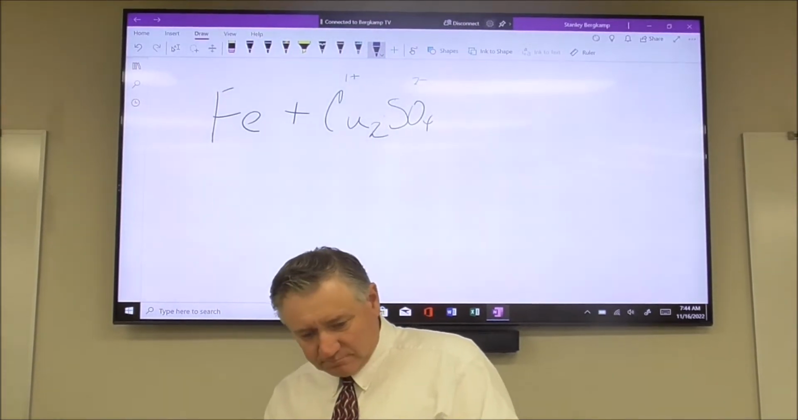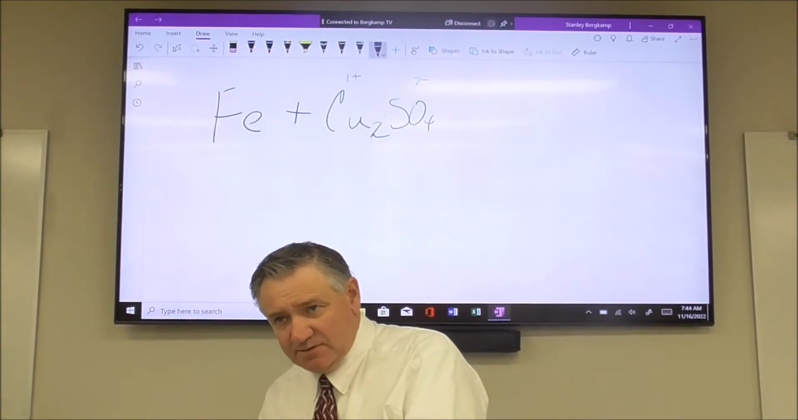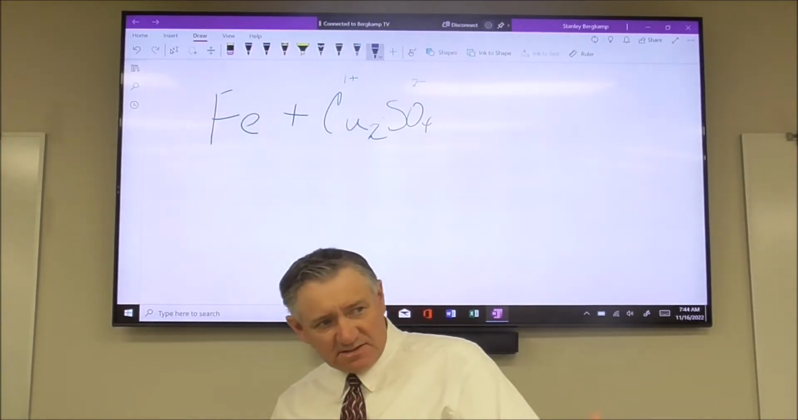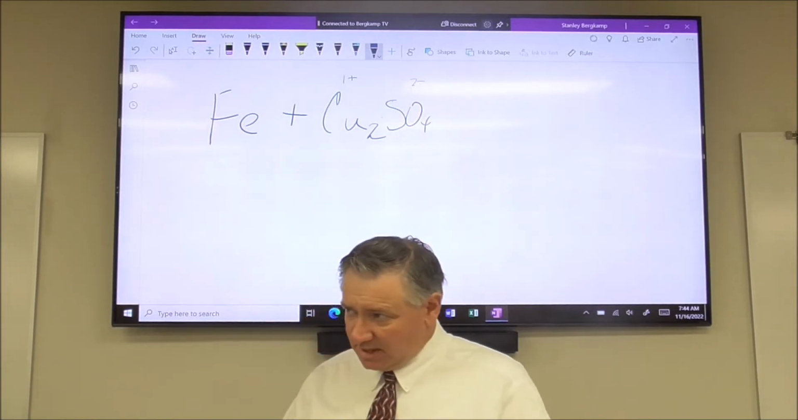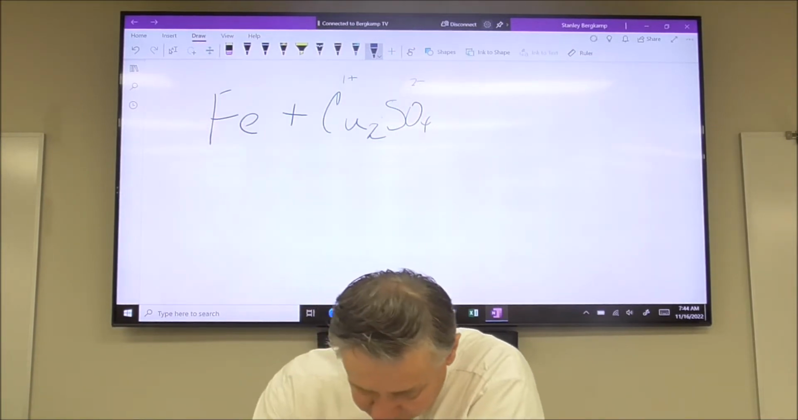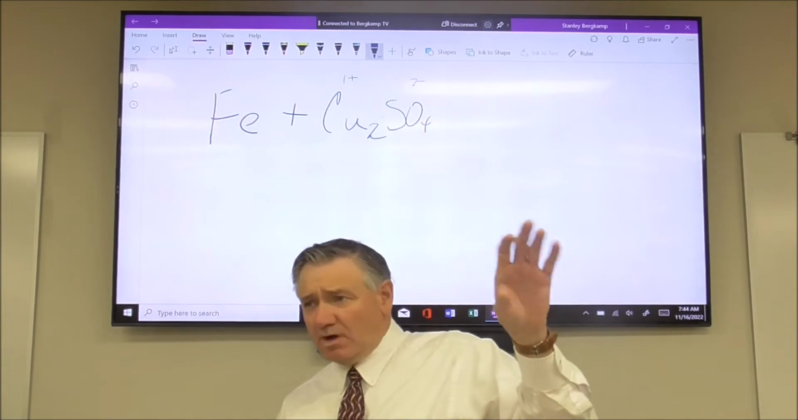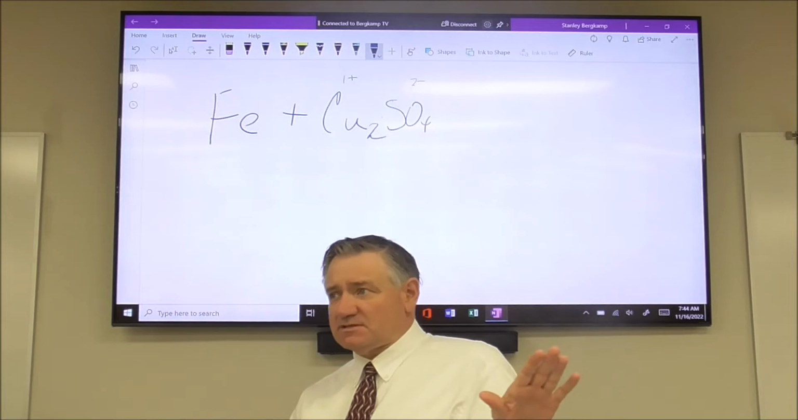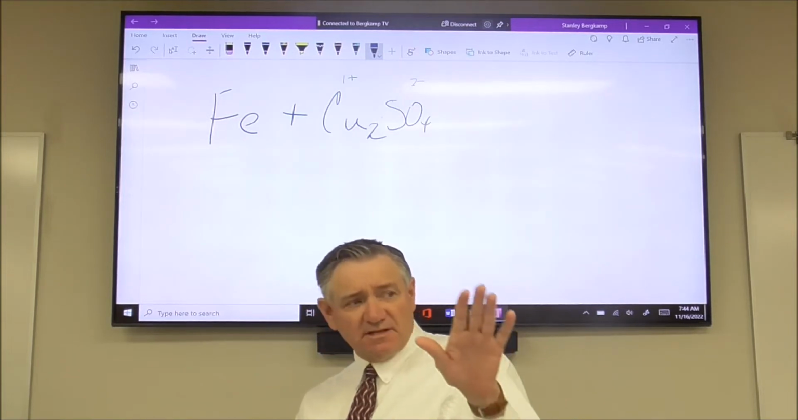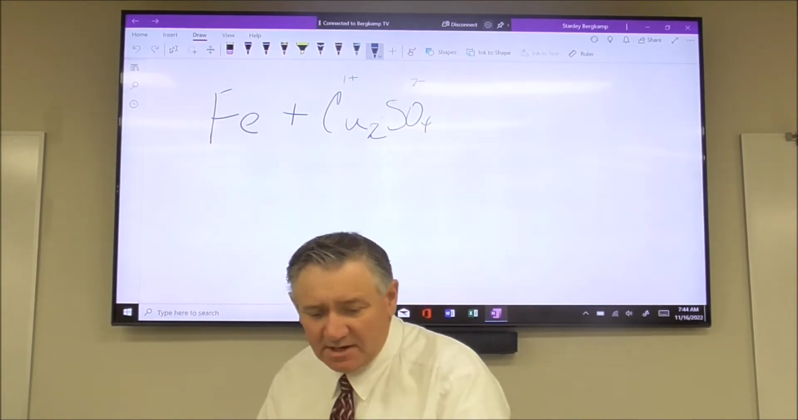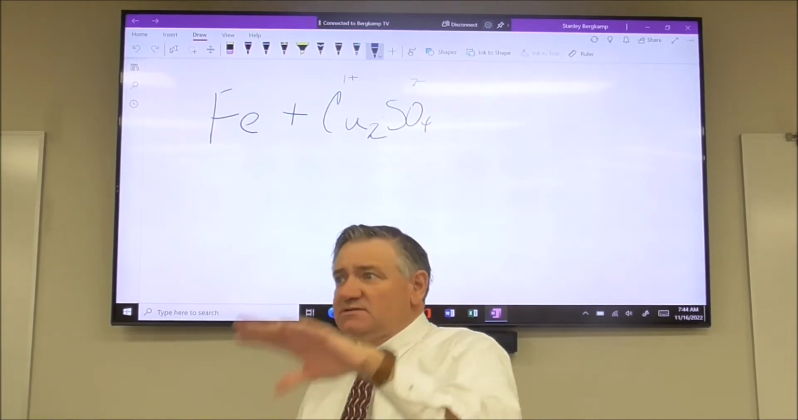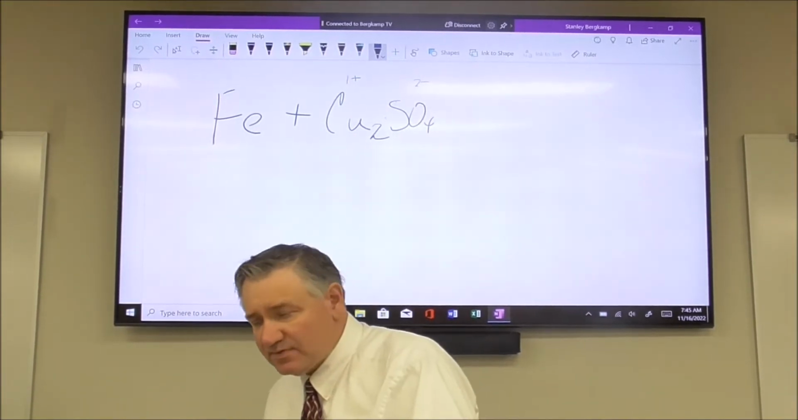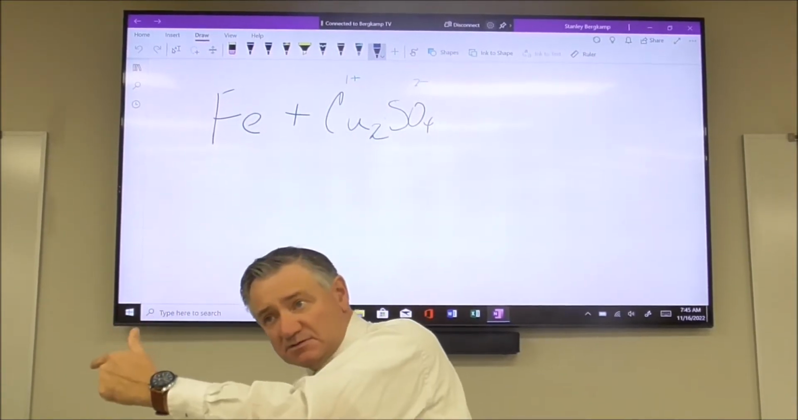Now, one of the most important things you've got to be able to do is recognize, hey, how is this reaction taking place? Is it a single displacement? Is it a double displacement? Is it decomposition? Is it a synthesis? So as soon as you see one element and an ionic compound, it has to be a single displacement reaction. That's it. So basically, these reactions happen because copper takes away electrons from the iron. The iron bonds with the sulfate, and the copper goes off by itself.